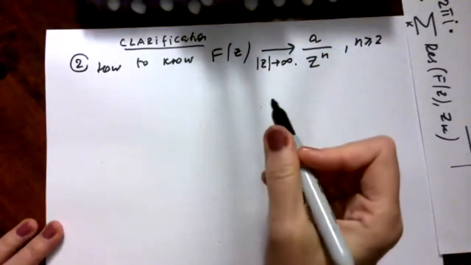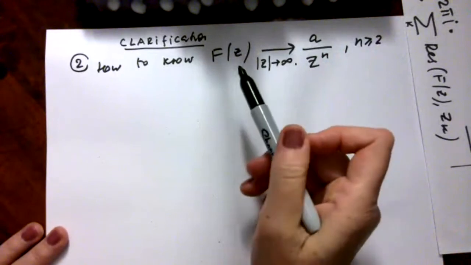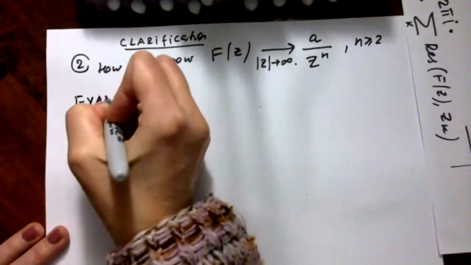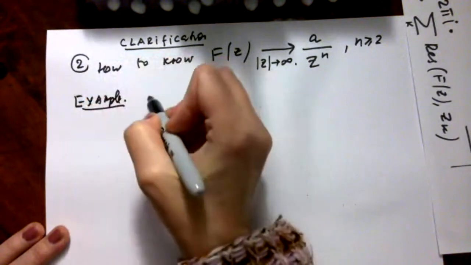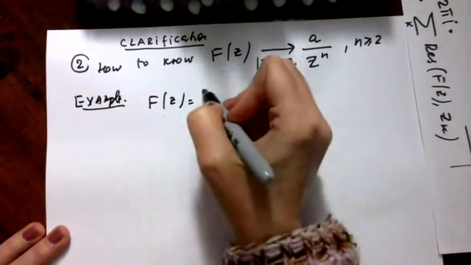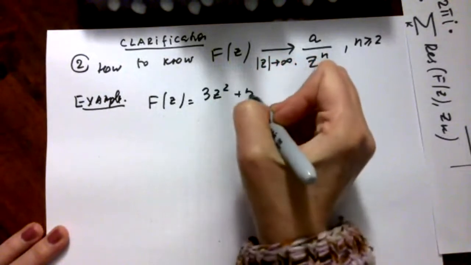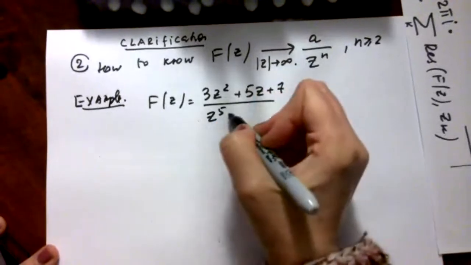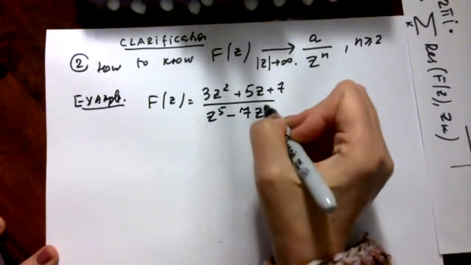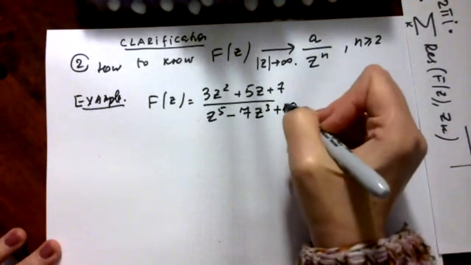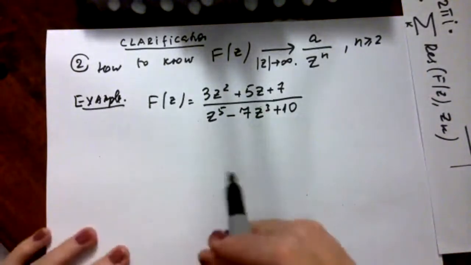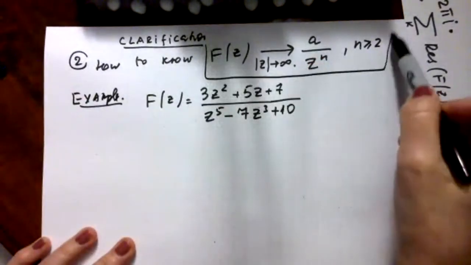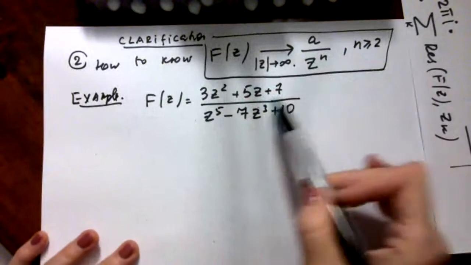I think that you should be familiar with this technique from when you studied limits, but let me show you just an example. Let's imagine that we had a function which looks like 3z squared plus 5z plus 7, divided by z to the power of 5 minus 7z cubed plus 10. Let's imagine that we have this function under our integral, and we want to explore whether this is true or not. What should you do?